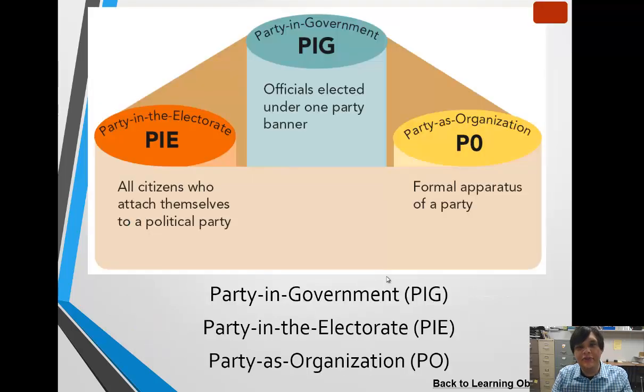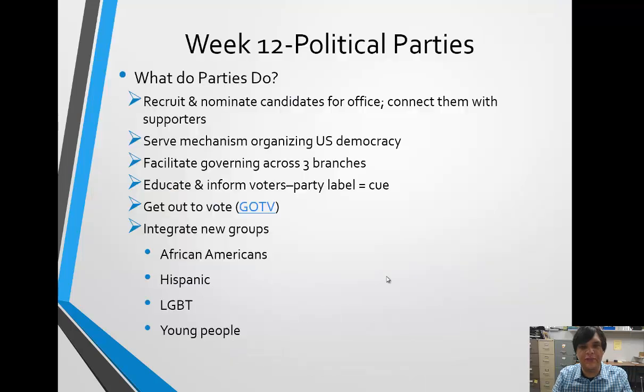So if you want to break this down another way, remember this little acronym: PIG, PIE, and PO. Party in government, party in the electorate, party as an organization. Should be pretty easy to memorize. Pig, pie, and po. Party in the government is pig: the officials elected under one party banner. Pie is all the citizens that identify themselves with the political party. And then po would be the formal apparatus of the party, the actual organization of it. So pig, pie, and po. Remember that for your test and you should be good to go.